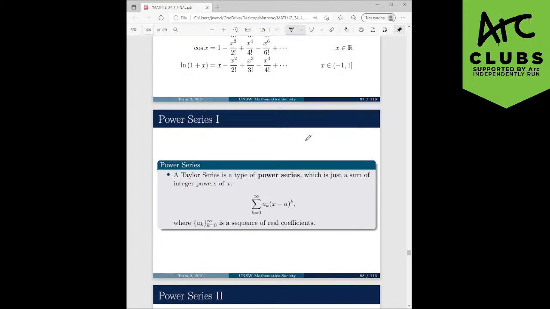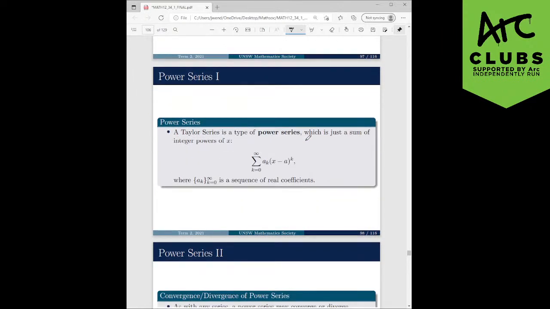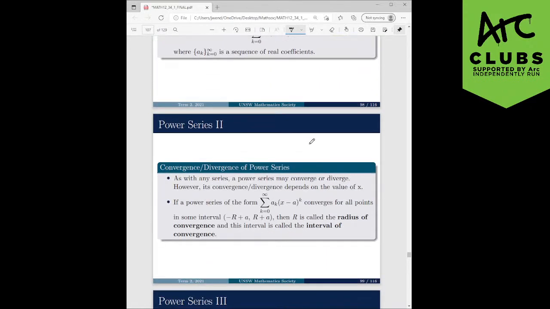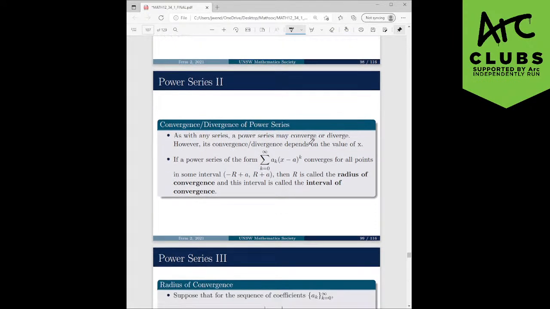Power series. Now a power series is a sum of integer powers of x. So like if you had x plus x squared plus x cubed plus 5x to the power of 5 or something, the Taylor series is actually a type of power series. But it's nice to know what a power series is because guess what? Convergence and divergence of a power series. You would never escape convergence and divergence. So, yeah, another thing.